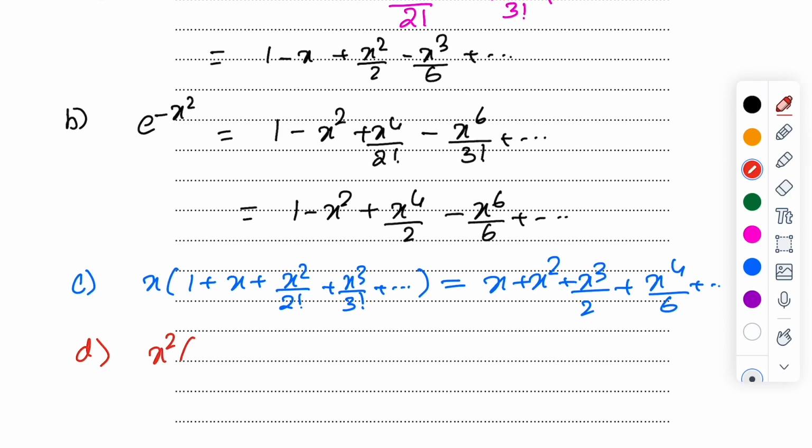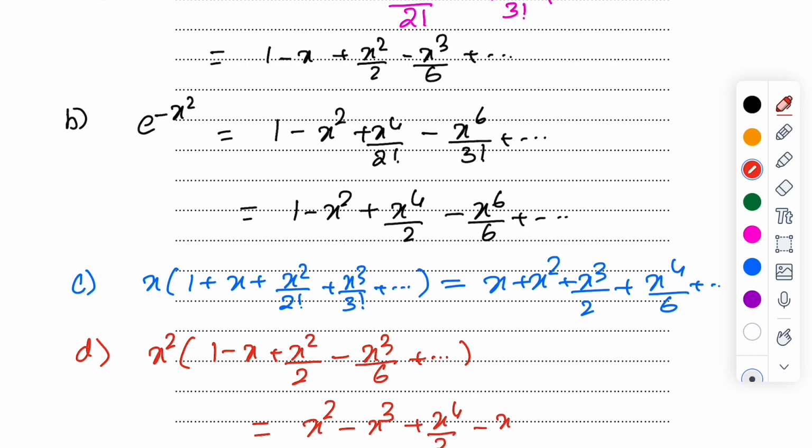Then part D, x square e power minus x. So x square e power minus x, just now we got it as 1 minus x plus x square by 2 factorial, which is 2, minus x cube by 3 factorial, which was 6 and so on. So my final answer is going to be x square minus x cube plus x power 4 upon 2 minus x power 5 upon 6.